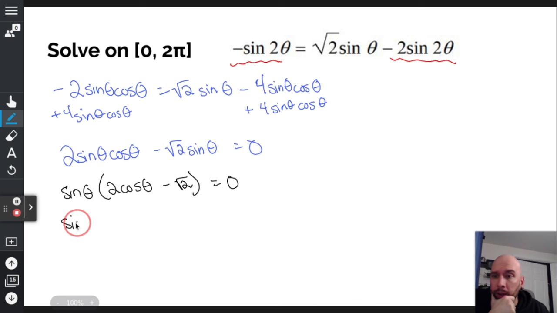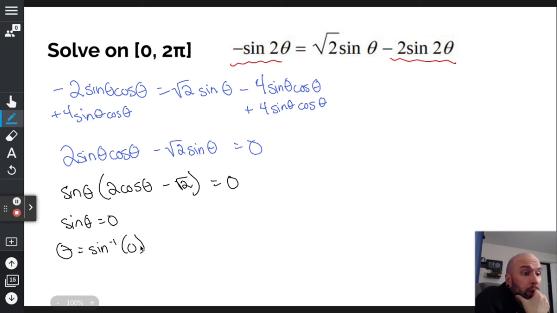That's going to be sine theta equals 0. Inverse sine both sides. Theta is going to equal the inverse sine of 0, which happens twice. Now, this is where you would normally say 0 and pi, because of the whole unit circle thing. But since I included 2 pi with this, I got to include that 2 pi as well. So it's going to happen at 0, pi, and 2 pi.